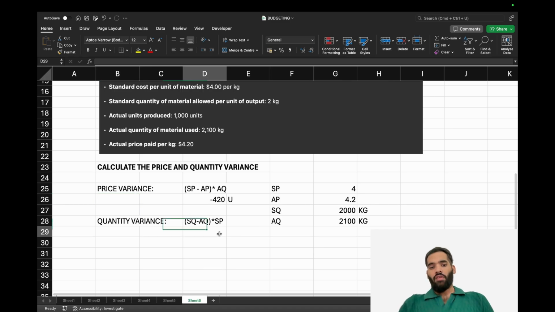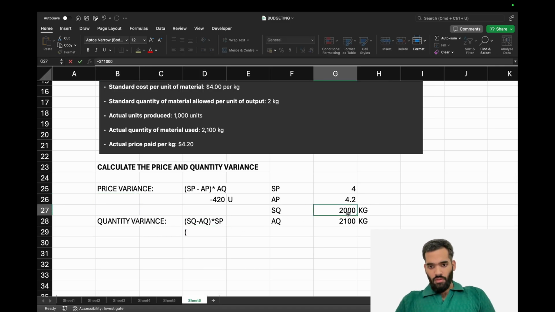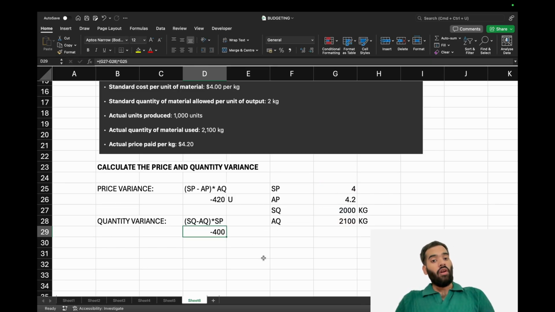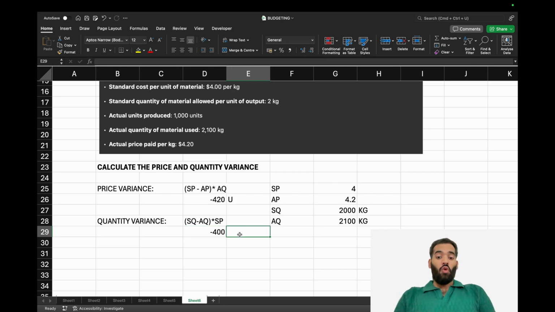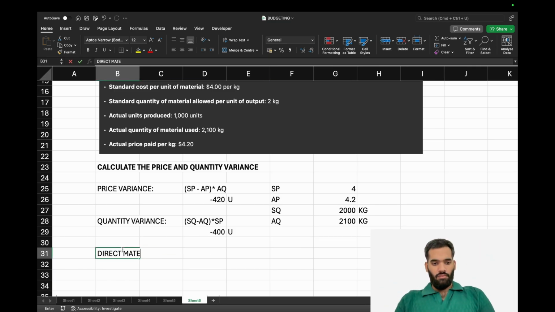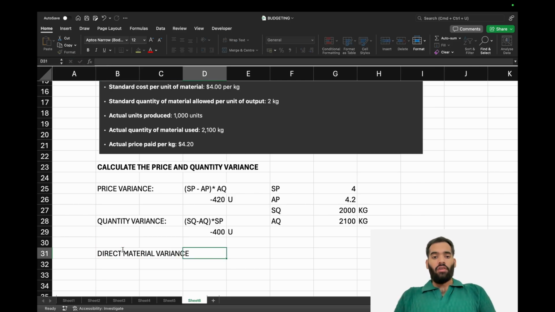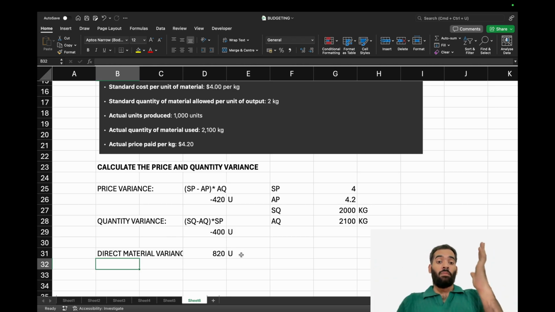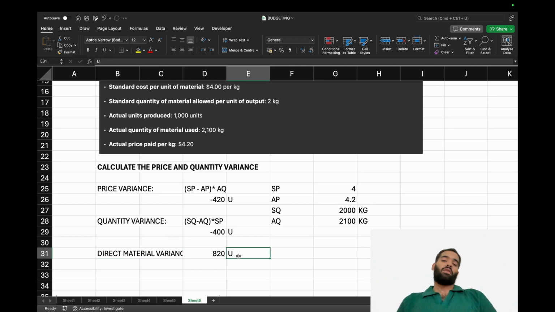Now if I do the quantity variance formula, what is SQ? Let me do it this way: SQ minus AQ times SP. Again, I'm getting a negative answer, 400 this time instead of 420. That means the production people also cost us $400. So overall, when it comes to direct material, in total we lost $820. So the total material variance will be 820 unfavorable.